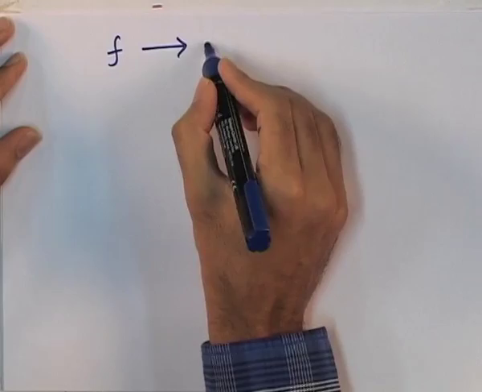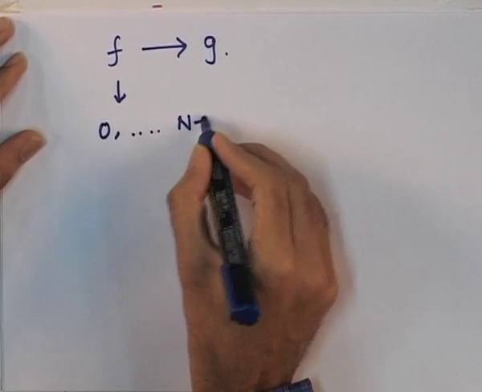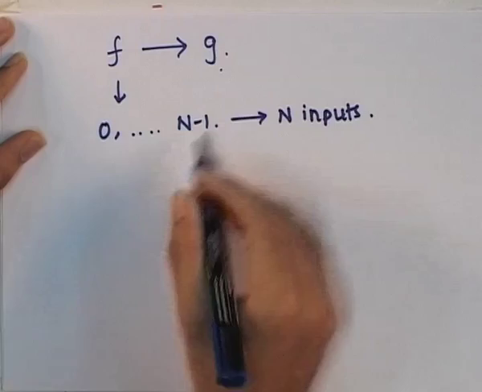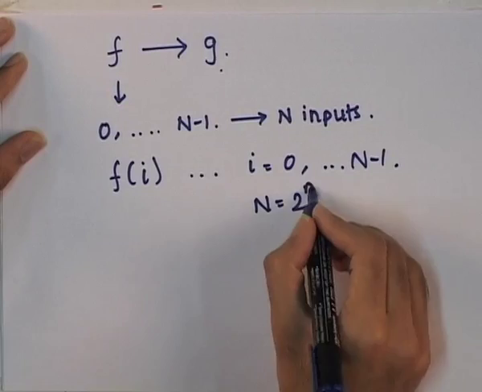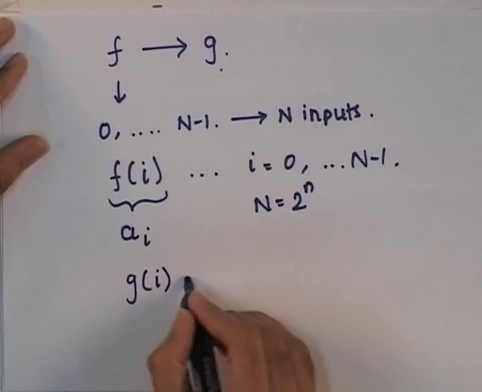And the inputs to these could be, say, from 0 to n minus 1, which are n inputs. And the function g will also contain n inputs, that is g of i, where i can take the values 0 to n minus 1. Now let us take N to be 2 raised to n, where n is a natural number. And instead of using f of i, we can use a_i. And instead of using g of i, we can use the notation b of i.